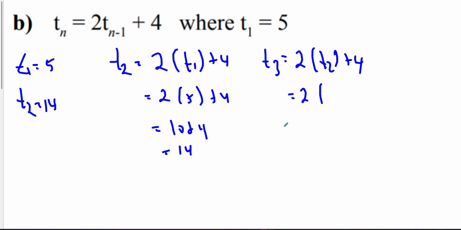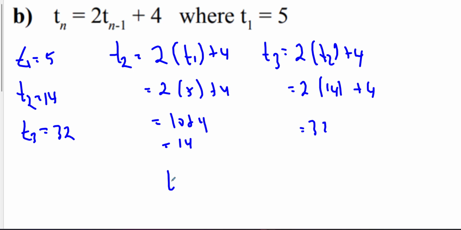T3 is basically going to be 2 times T2 plus 4. And we know that T2 is 14, so 2 times 14 plus 4 is 28. 28 plus 4 is 32. That means my T3 value is 32. And see how I jumped up quite a bit?